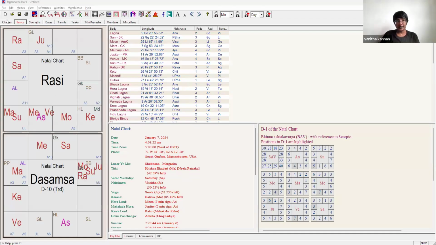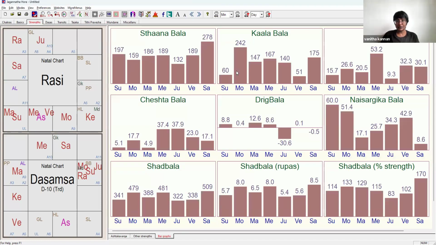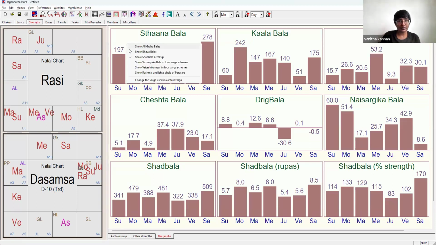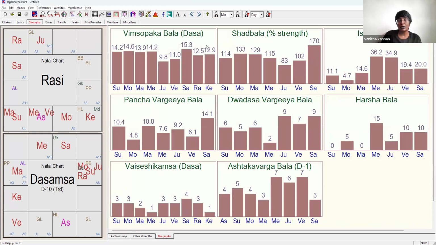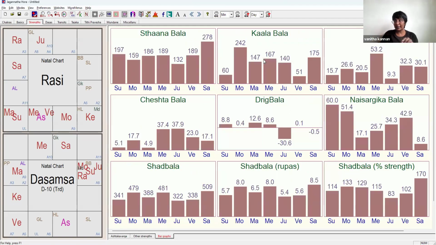Go to the strength tab. Possibly you may get this kind of screen. If you see this kind of screen, it shows the percentage level, not the Virupas. Remember, when you see this screen, it is not at the Virupa level, it is the percentage level. They also mention it is the percentage strength. Then you right click here, then go to Shadbala breakup. Then that will show you this screen.